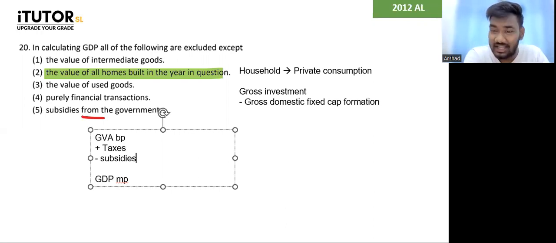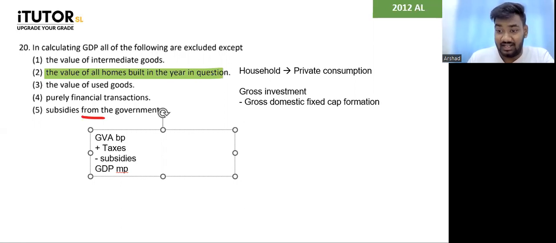For example, if someone asks you, do we include imports in our GDP? Some person will think, imports are there in the calculation. I remember, C plus I plus G plus X minus M, that is how you calculate GDP. Imports are there, so we include. No, you're deducting imports. Deducting imports means you're not including it, you're removing it. Same thing with subsidies here. You're not including subsidies. Subsidies are removed from the GDP.